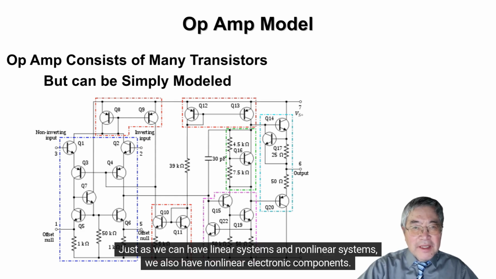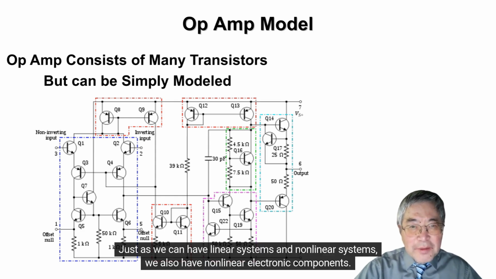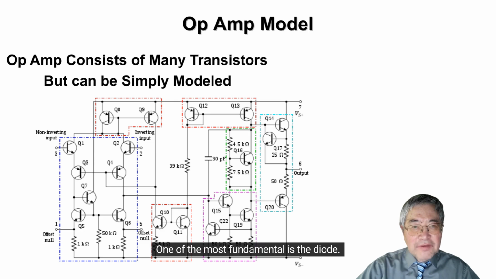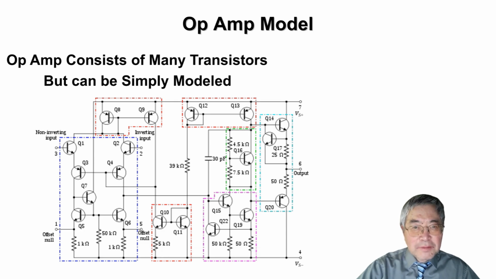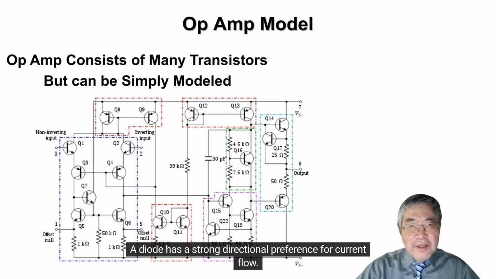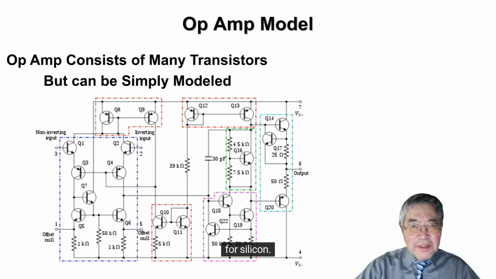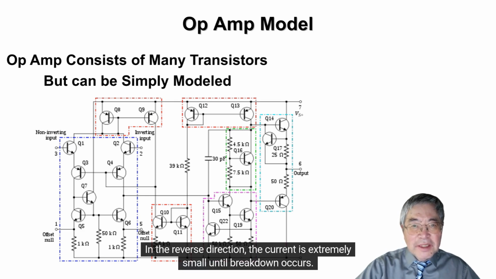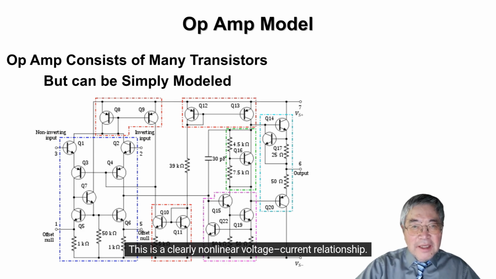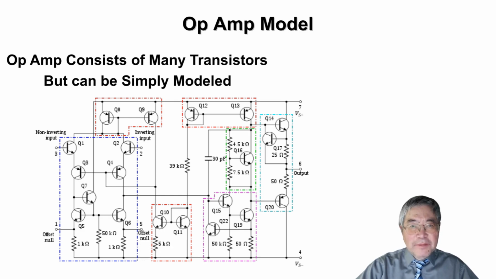Just as we can have linear systems and nonlinear systems, we also have nonlinear electronic components. One of the most fundamental is the diode. A diode has a strong directional preference for current flow. In its forward direction, the current rises rapidly after a certain threshold voltage, about 0.7 volts for silicon. In the reverse direction, the current is extremely small until breakdown occurs. This is a clearly nonlinear voltage-current relationship.